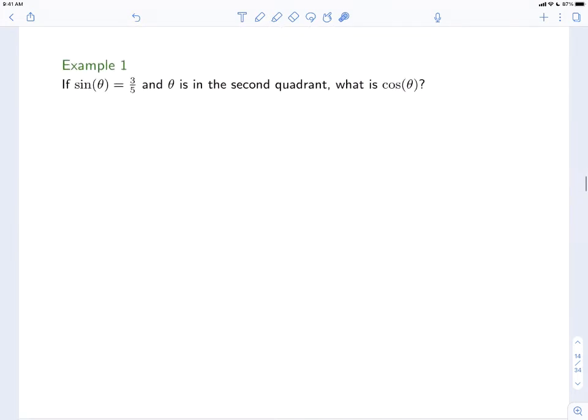Let's use our identities to solve some problems. For our first example, we're asked if sine of theta is 3 over 5, and theta is in the second quadrant, what is cosine of theta? So we can use the Pythagorean theorem for this. Before we start, let's try and figure out where we are geometrically. Well, it tells us that we're in the second quadrant, so that means if I draw my little unit circle, and just draw some axes here, we're in the second quadrant, so that means we're over here.